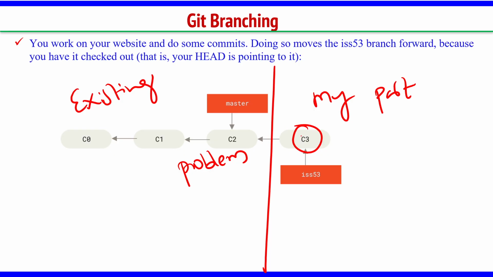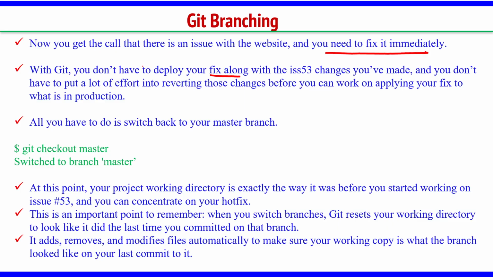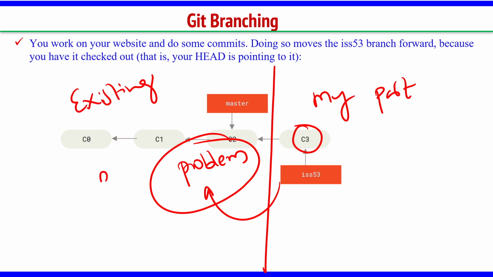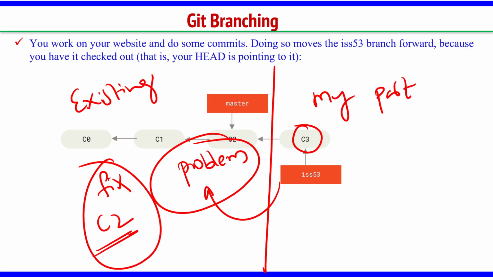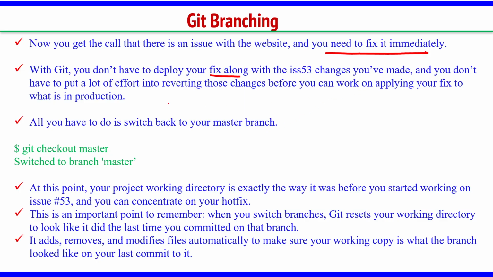Okay, now since you started making changes, you had a copy with you, C3, you need not commit this to C2. First go back, fix the change. What is the problem that you have to fix? Because yours is not yet completed. You are just working on it and you got a call saying that there is some issue and you have to fix it immediately. Okay, so you don't have to deploy your fix. Whatever changes you are doing, the fix you are doing in C2, you need not club it with your C3. Okay, you don't have to put a lot of effort into reverting those changes before you can work on applying your fix.